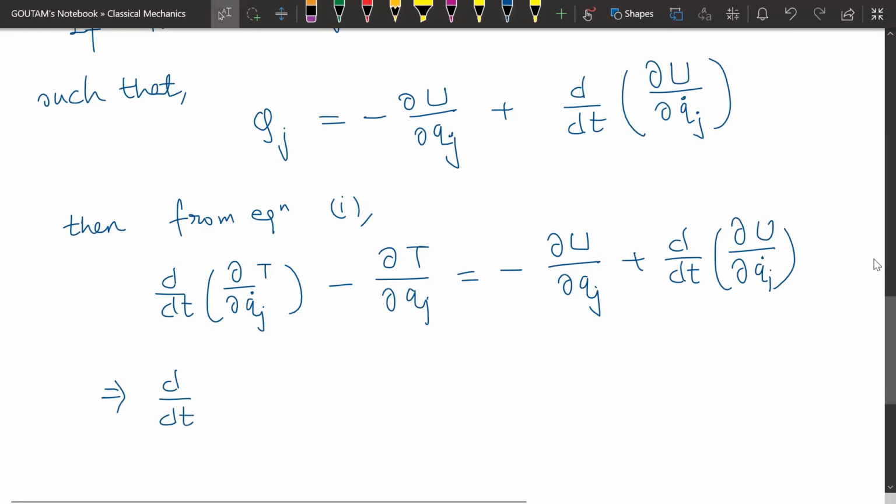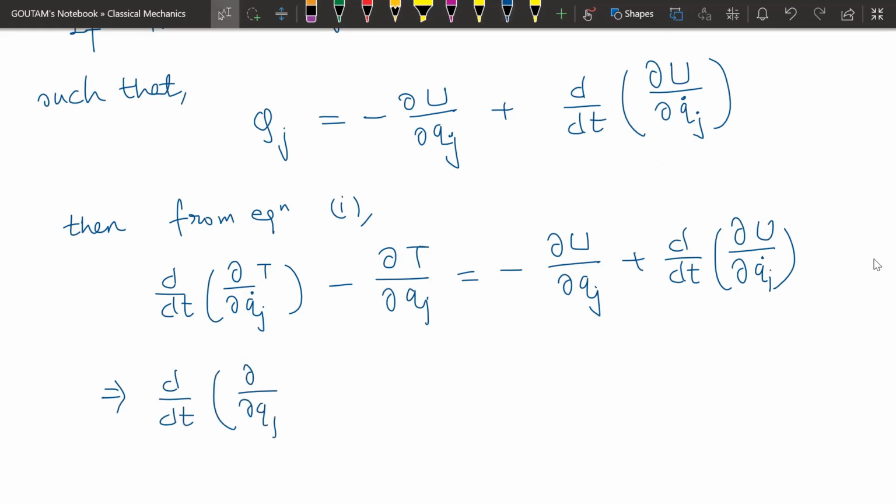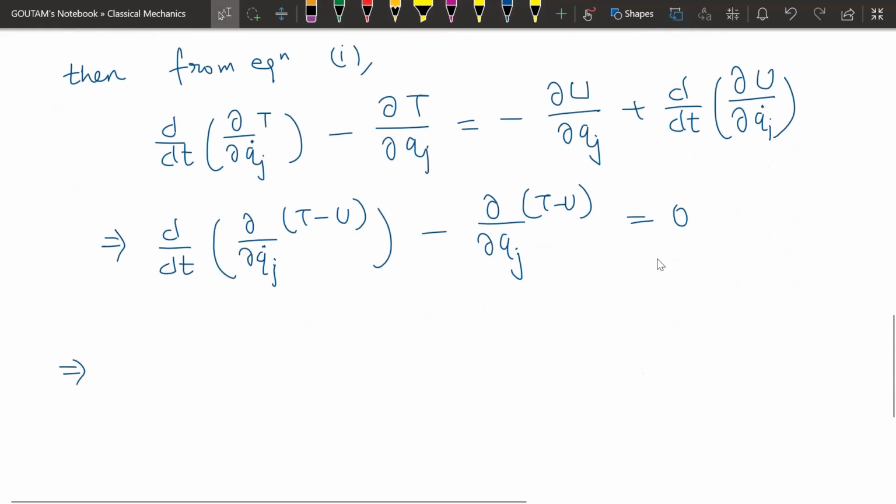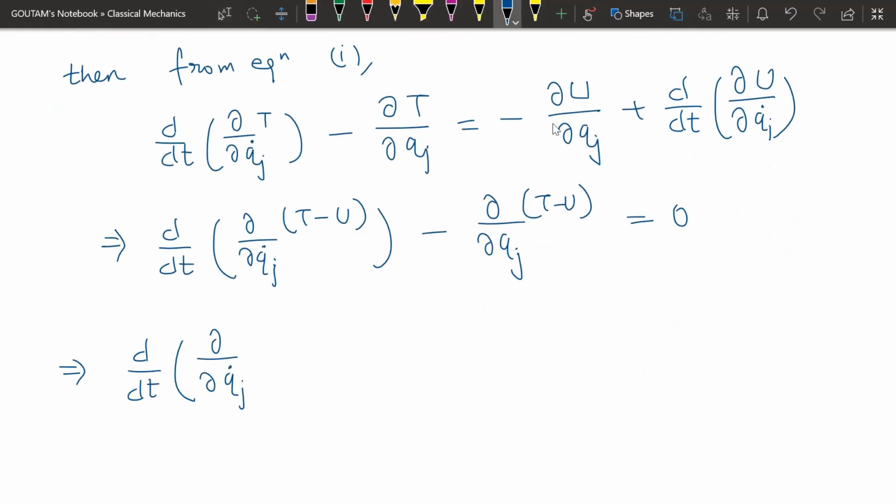d/dt of ∂/∂q̇j (T minus U) minus ∂/∂qj (T minus U) equals 0. And now we can call this T minus U our Lagrangian, d/dt of ∂L/∂q̇j minus ∂L/∂qj equal to 0, where our new Lagrangian is T minus U.